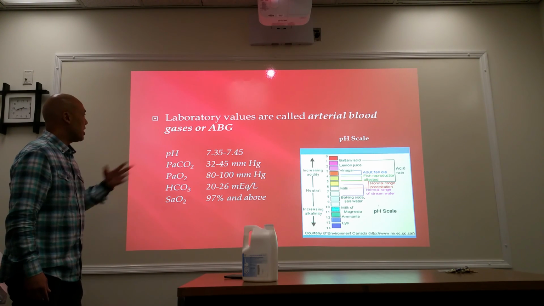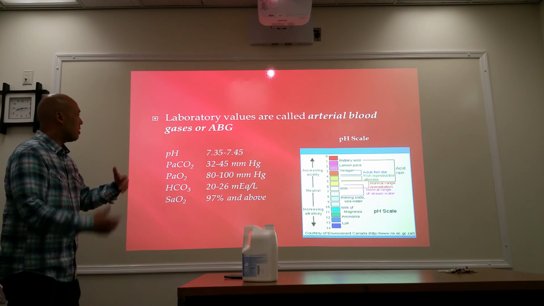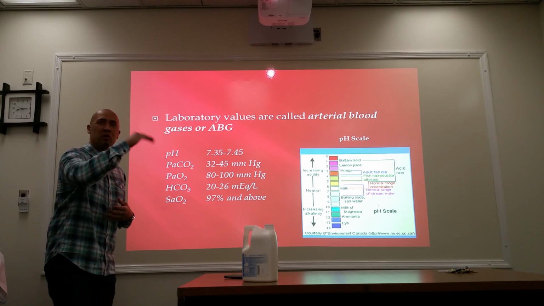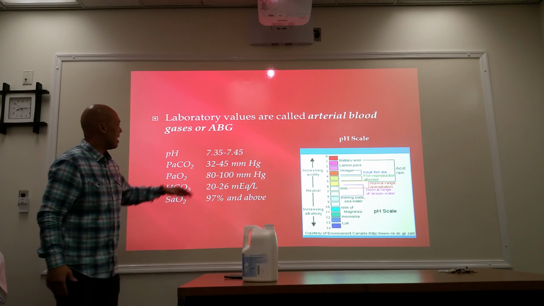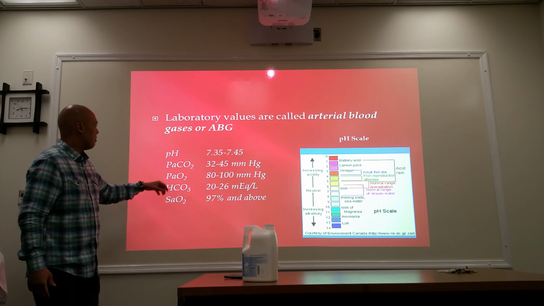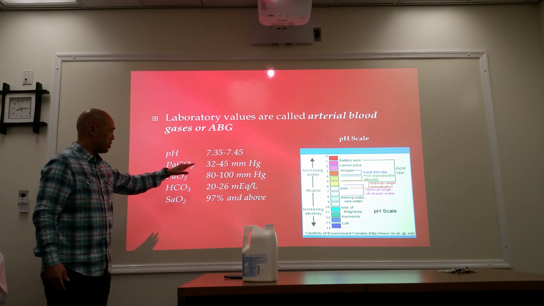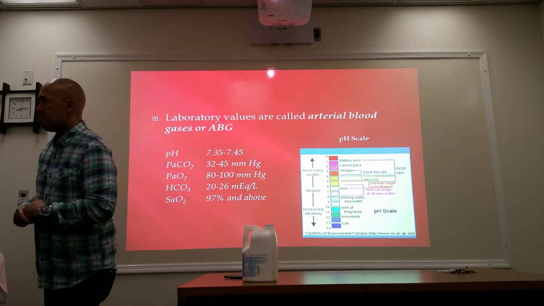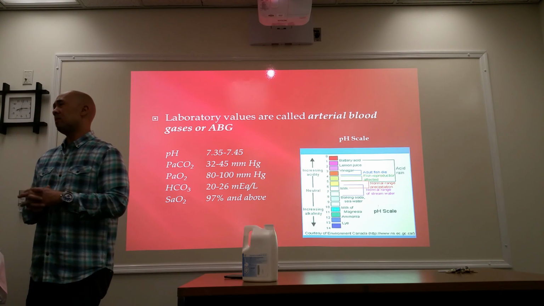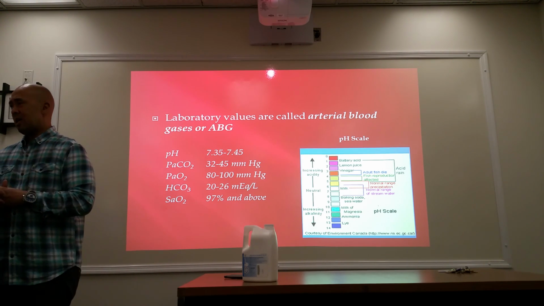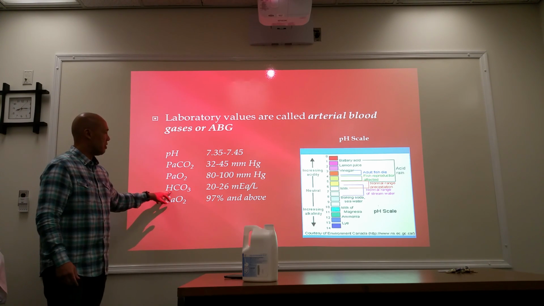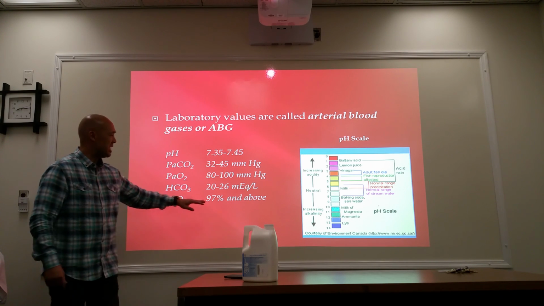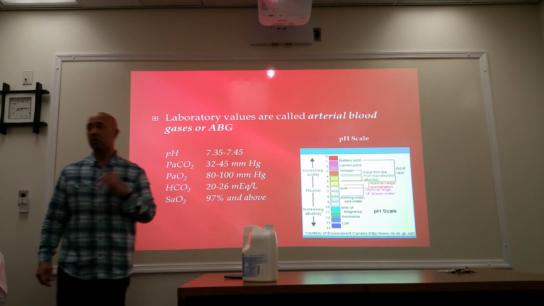All right. So again, your pH balance normally for us is between 7.35 and 7.45. Blood is usually around the high 6s. Okay, so keep that in mind. Your pulmonary carbon dioxide is usually between 32 to 45 millimeters of mercury. Your PaO2 is between 80 to 100 millimeters of mercury. And then your bicarbonate, HCO3, 20 to 26. And then your saturation, again, anything 97% and above is good.